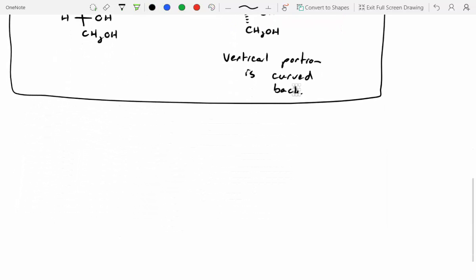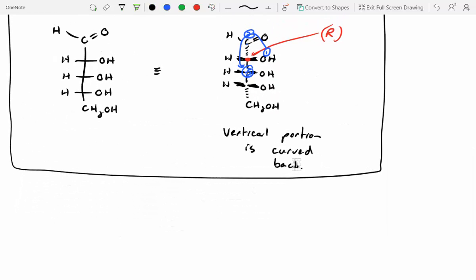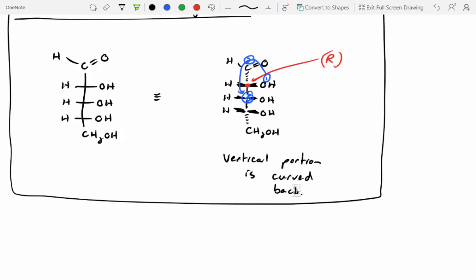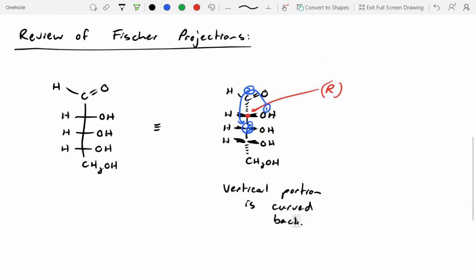So in determining the R/S for the center carbon? Yep. Since you haven't really specified which line is going, I guess they're both going away? So you want to do the middle carbon? Yeah. All right, let's do that. This is good practice.